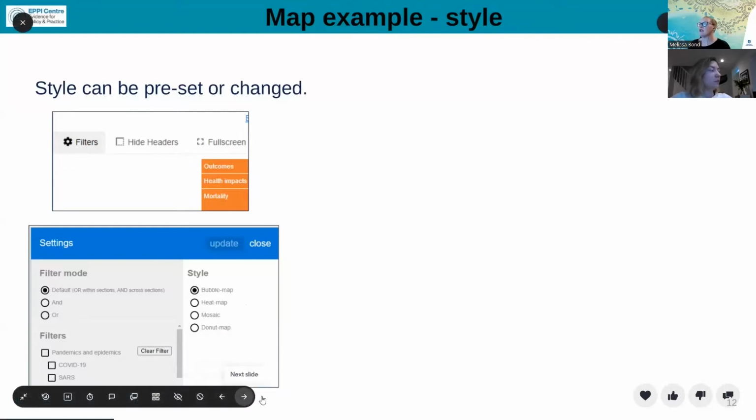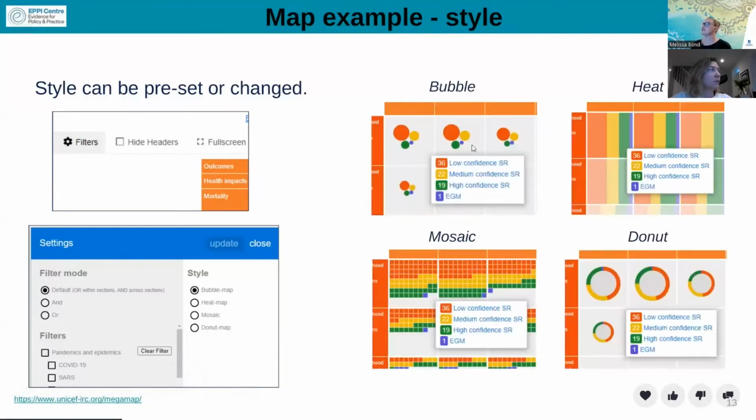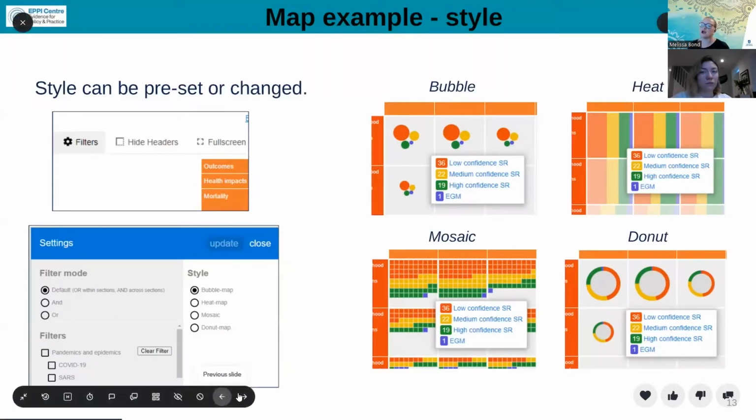And we have here 4 different styles. So this is the same map that I just showed you, the mega map. Here we have the bubble version, which is my personal favorite. I love the bubbles. We have the heat map. We have the mosaic style. Some people prefer mosaic. It does look nice. And then we also have the donut style. So those are the 4 style options that you can choose from.